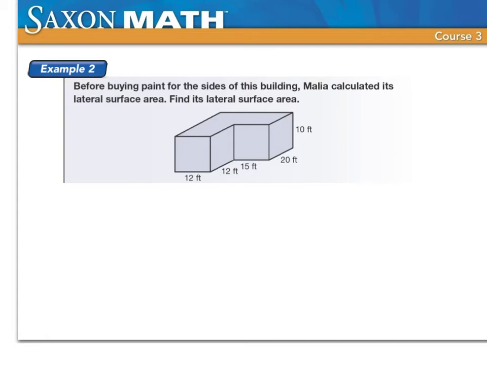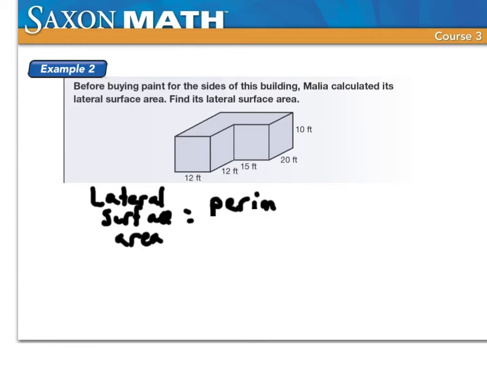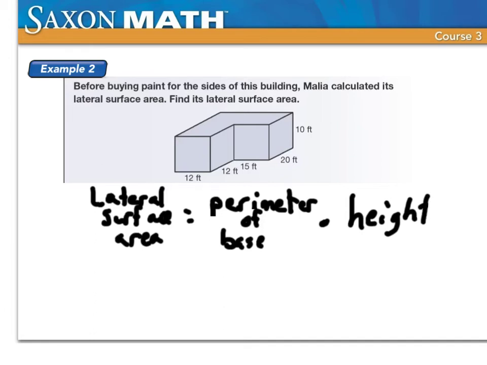So, another way to find lateral surface area, okay, besides adding up just the sides, the lateral surface area can also be equal to the perimeter of the base, and take that times the height of your object. Okay, and sometimes this is better than adding up all the faces. So it can be the perimeter of the base times the height as well.